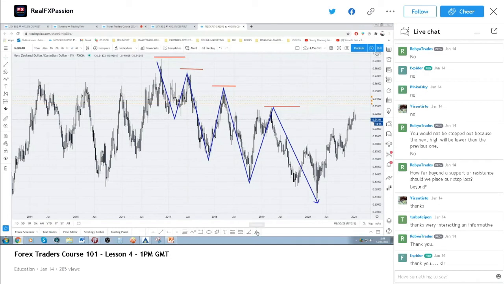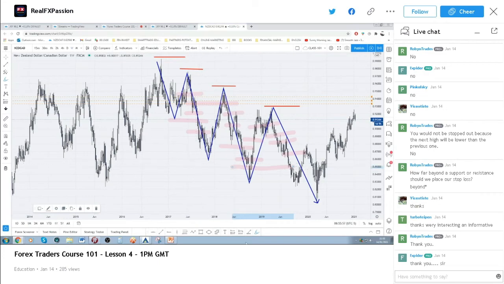You know, I would be... it depends on where I would enter the market. If I would enter at the wrong place, a bad place to enter, I would be stressed, right? Because the market is going against me. But stopped out? The answer is no. The market would not stop me out. You would not be stopped out because the next high would be lower than the previous one.